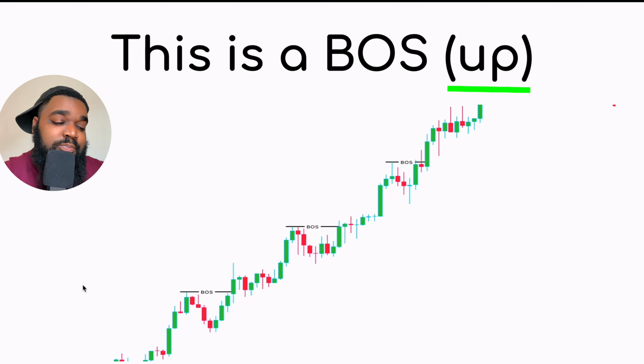So the next thing is break of structure. In this area right here, you got this high, you have this low, and then you have this high. This is what is called a break of structure because it breaks up. And then you have a high right here and a low right here, and price goes up and it breaks this structure. High, low, break structure.